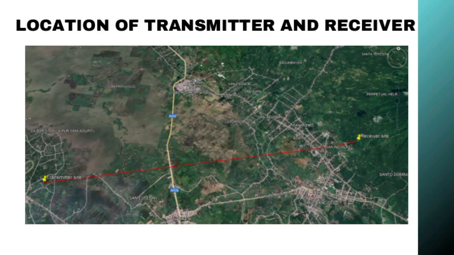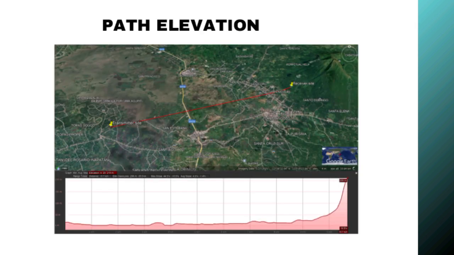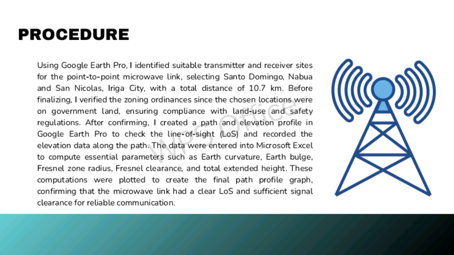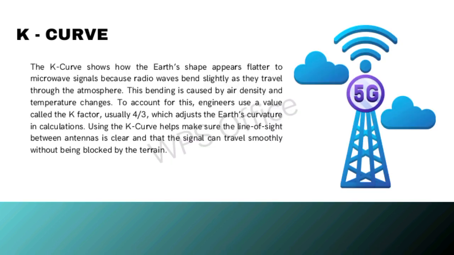I began by using Google Earth Pro to choose two suitable sites, the transmitter in Santo Domingo, Nabua and the receiver in San Nicolas, Iriga City, with a total distance of 10.7 kilometers. Before finalizing, I checked the zoning ordinance. After confirming that the setup was compliant, I generated the path and elevation profile using Google Earth Pro. In the next slides, I will show the needed computation on how to design a path profile.